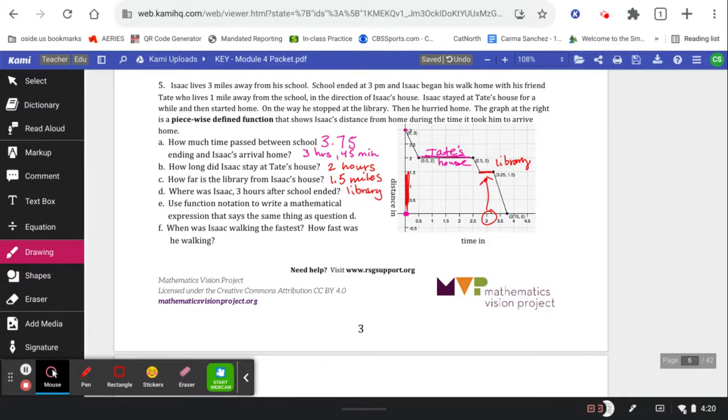Use function notation to write the mathematical expression that says the same thing as question D. So f of 3, he was at 2 miles. f of 3 equals 2.